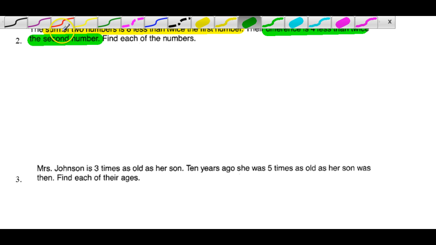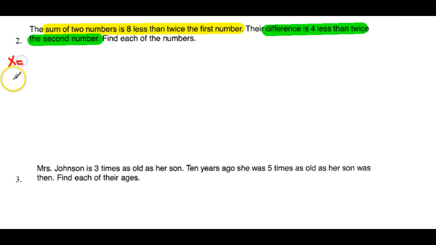Alright, so once again, we're going to use x and y. x will be the first number, y will be the second number. So the first thing we're going to do is set up our system of equations. Okay? So, once again, sum means add.